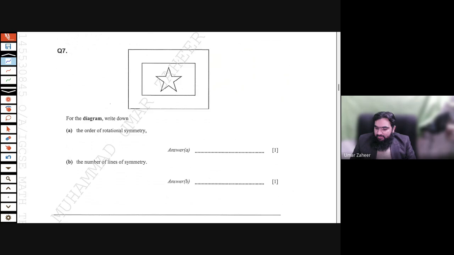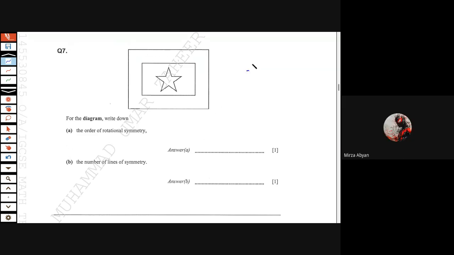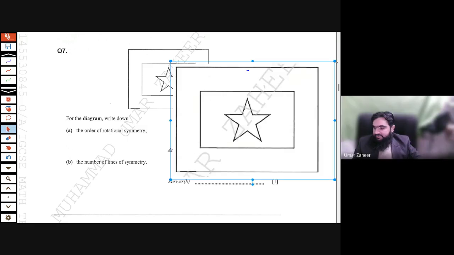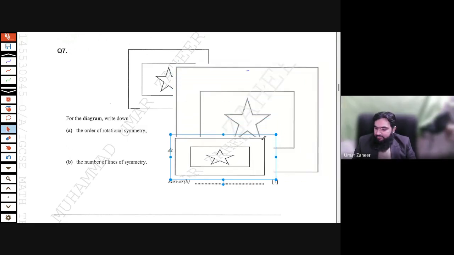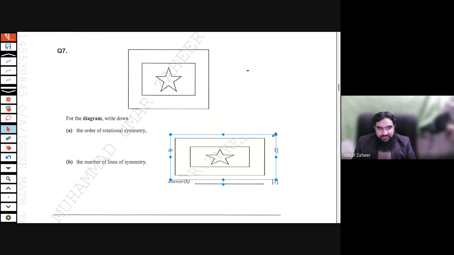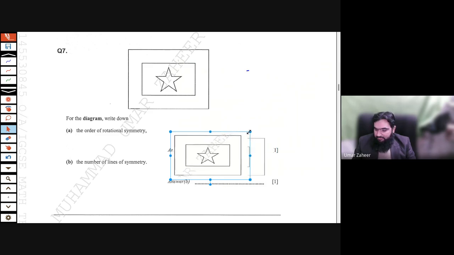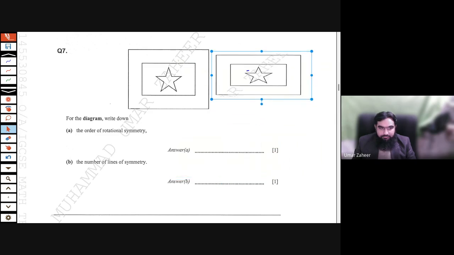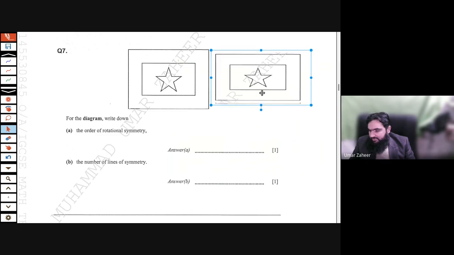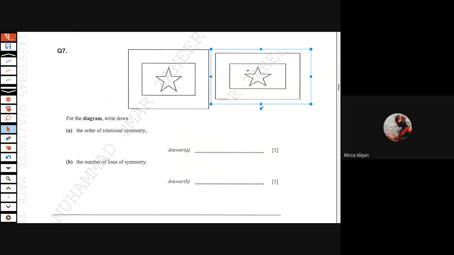All right, question number 7, the order of rotational symmetry. Obviously we know that it's a rectangle. In a rectangle, we have two rotational symmetries. So we have to be careful about the star. Is there only one rotational symmetry? Not sure, let's check. It is at least 2, or 0, or it can also be 1.